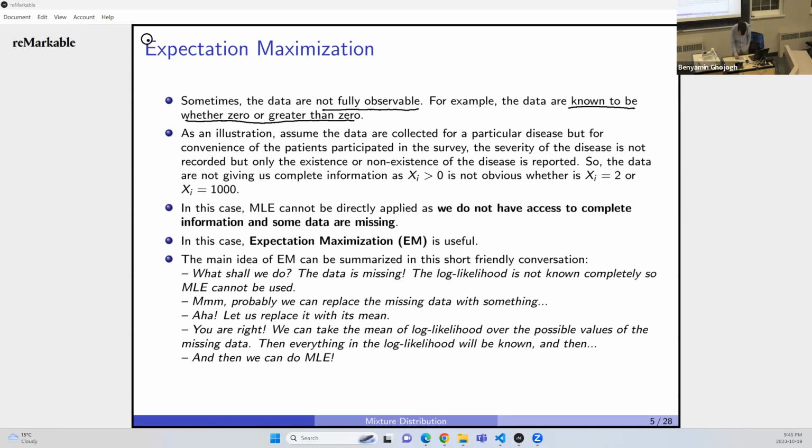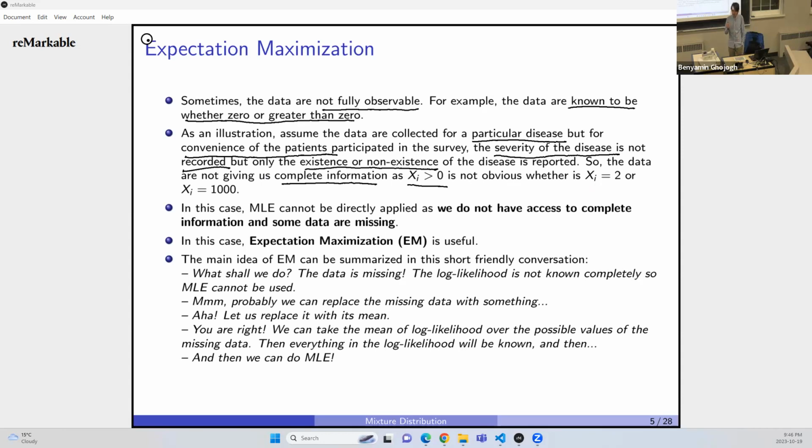As an illustration, assume the data are collected for a particular disease, but for the convenience of the patients participating in the survey, the severity of the disease is not recorded, but only the existence or non-existence of the disease is reported. So the data are not giving complete information. Either it is greater than 0 or 0.